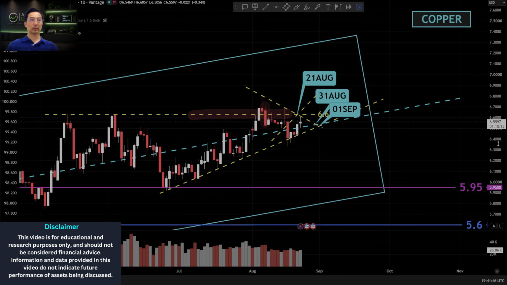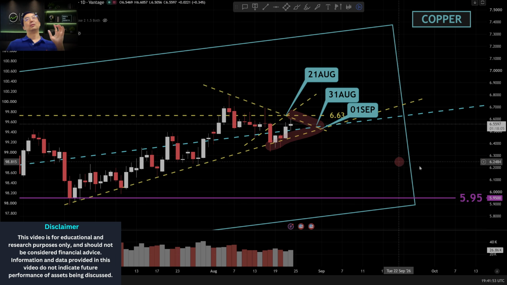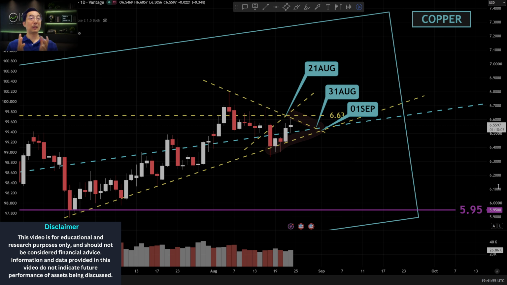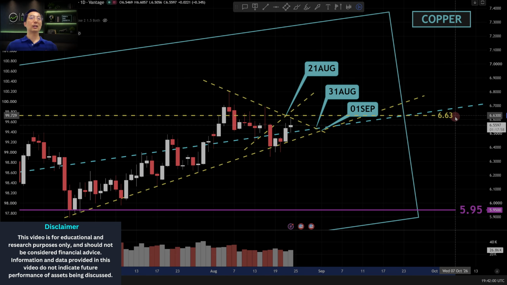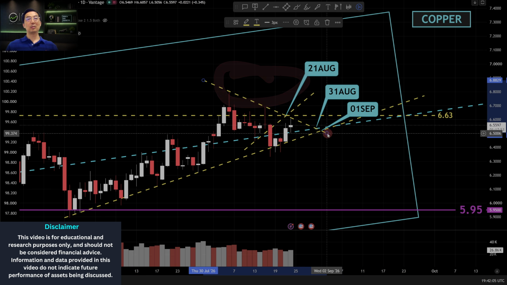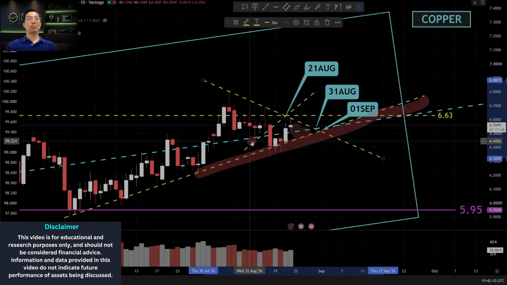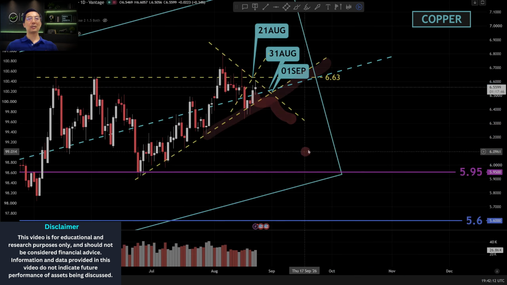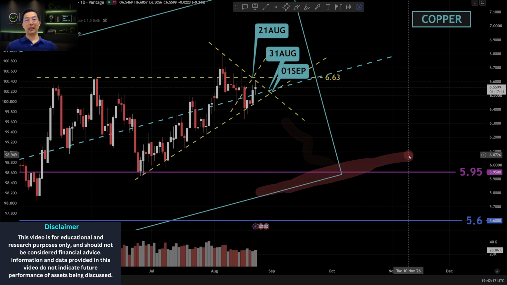So in the next few days, or a week at most, what do you think? Let me know in the comment whether it is going to break the 6.63 and once again re-challenge the all-time high, or is it going to follow this downtrend resistance line, breaking the uptrend support, come back down to retest the 5.95 level. All right, and also the markup channel ceiling.